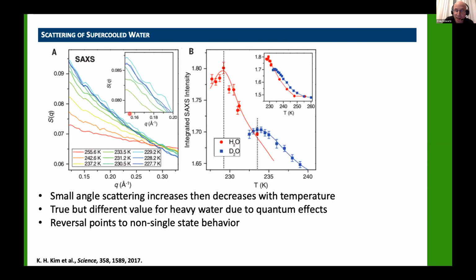Admittedly, this is at supercooled temperatures, but still it's not consistent with what they saw previously on water. And they see this for both H2O and D2O. And so this is not very single state behavior. I think everyone would agree.